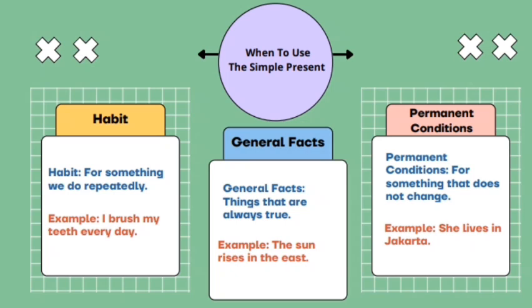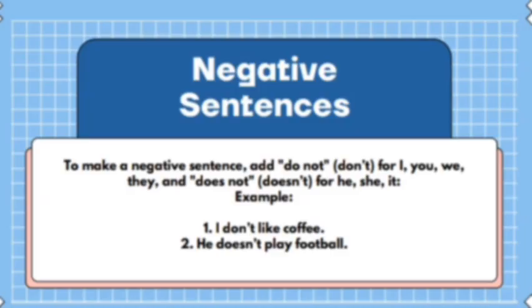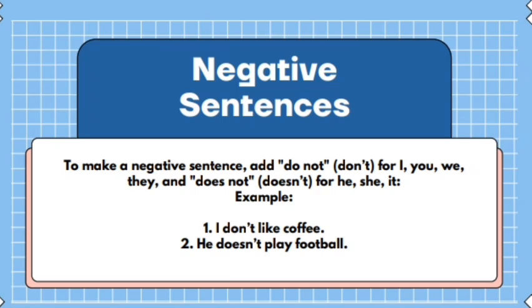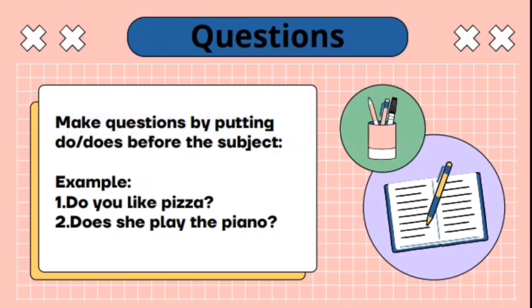Third is permanent condition. Permanent condition is for something that does not change. Example, she lives in Jakarta. Negative sentences. To make a negative sentence, add do not or don't for I, you, we, they, and does not or doesn't for he, she, it. Example, I don't like coffee. He doesn't play football.